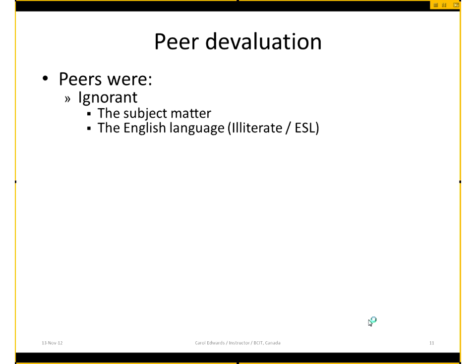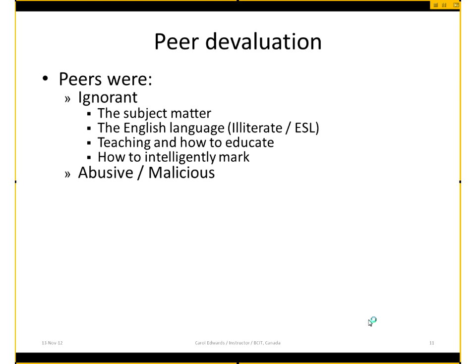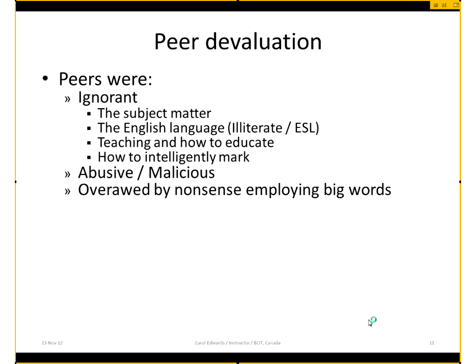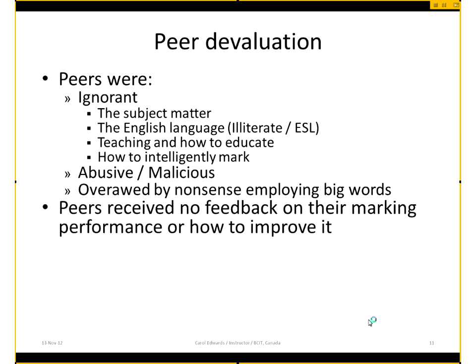First of all, my peers were largely ignorant of the subject matter, English literature, the language, teaching and how to educate, and how to intelligently mark. Next, there were a lot of very abusive, rude, and inconsiderate people on the sites. The ones that were really scary were the malicious ones. These were the ones who deliberately provided misleading comments and recommendations. Then there were the overawed. Remember, I didn't do the readings or watch the videos for the science fiction MOOC. I used a lot of impressive sounding words and phrases, and I found it was very easy to pass the peer assessments. Very seriously, there was no feedback on marking performance or how to improve it.